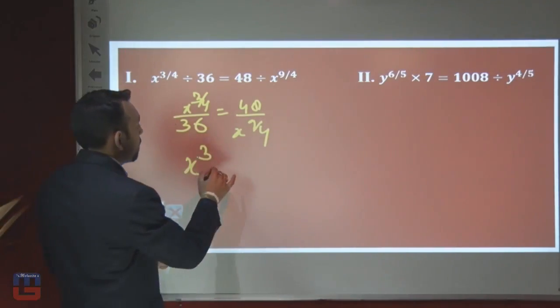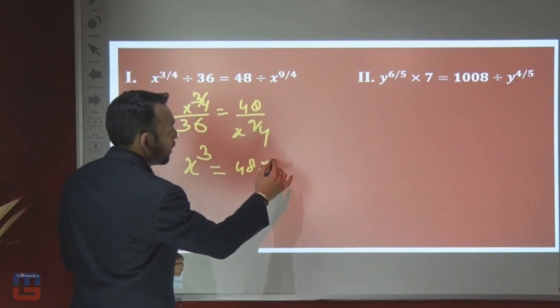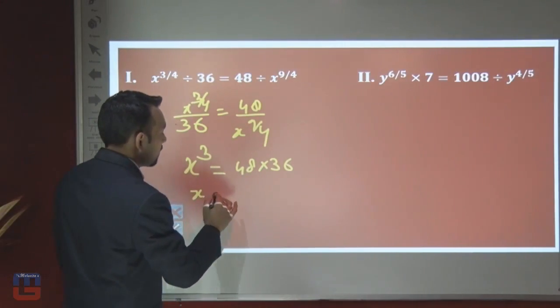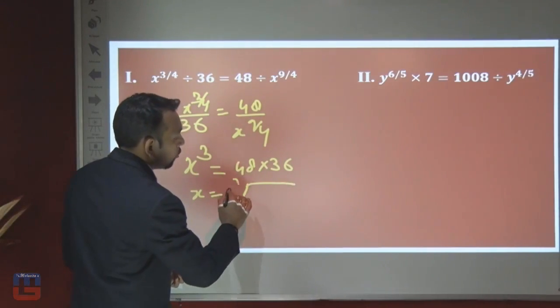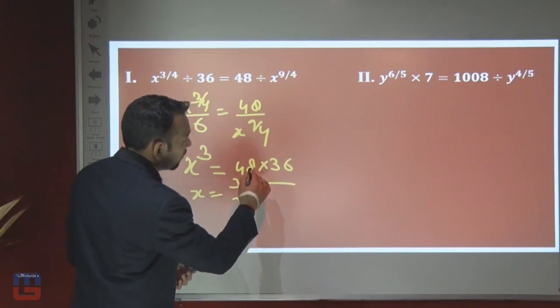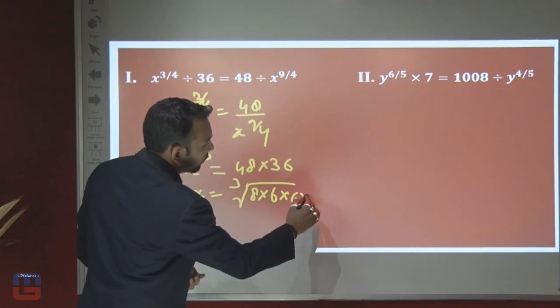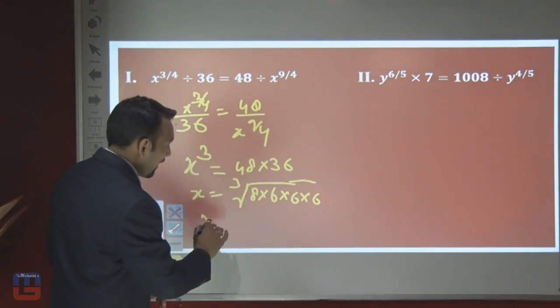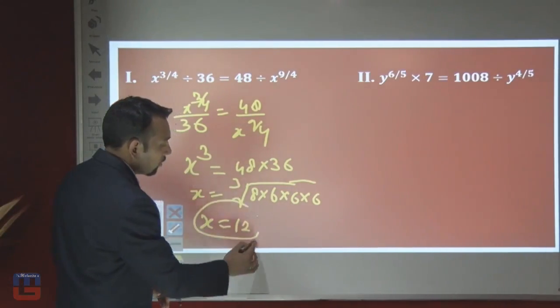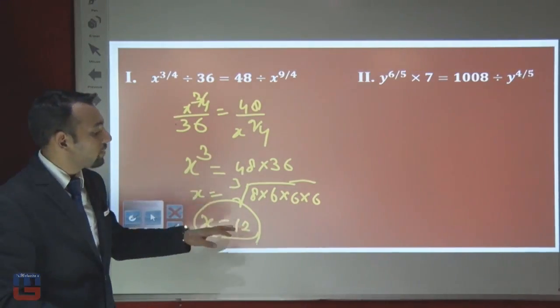Same way 48 multiplied by 36. Now x multiplied, so you can see this one cube, this is 8 into 6 and this is 6 into 6. Now 6 will cancel, 8 twos, so we have x is equal to 12. Alright, so the value of x is here 12.